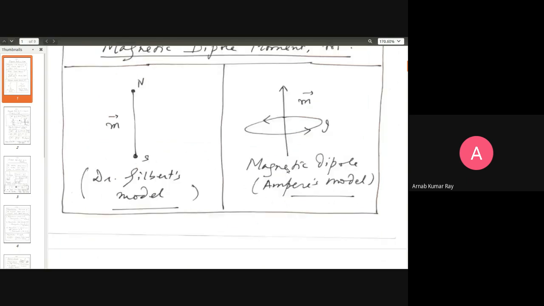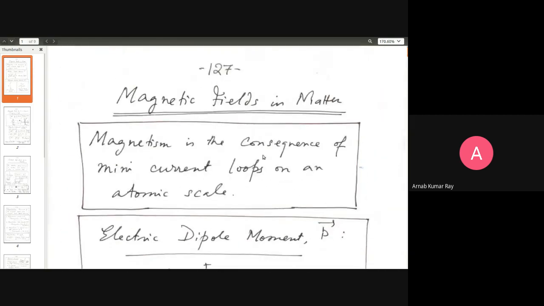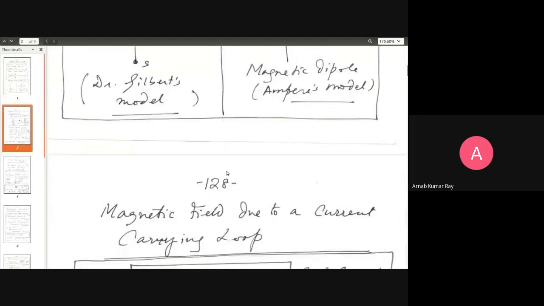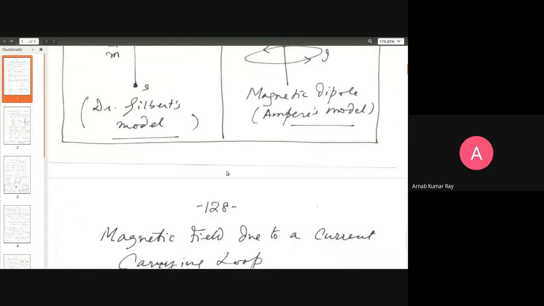So now you'll say, okay, fine, that is all right. When magnetism is the consequence of mini current loops on an atomic scale, what atomic scale are we talking about? And what mini current loop do you have on an atom? Indeed, we do. So what is the mini current loop? Think of an electron going round and round a nucleus. So the electron is a charged particle. So charge is going round and round.